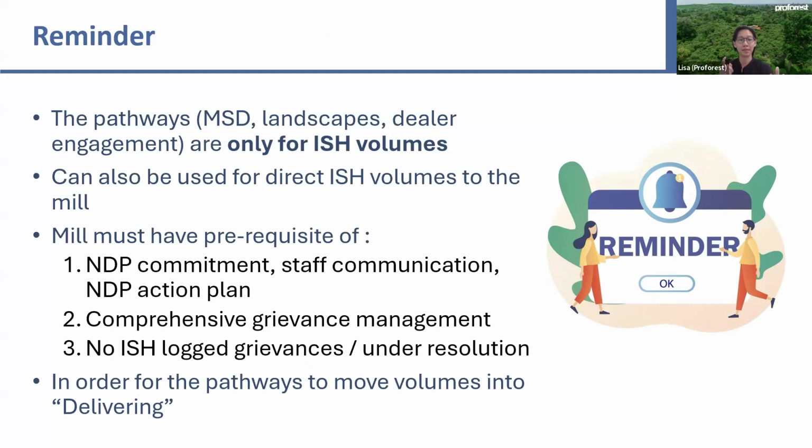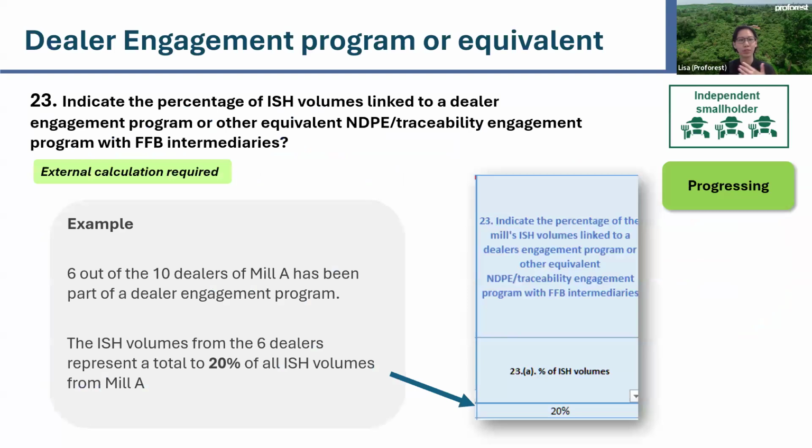And then also the mill must have a comprehensive grievance management, and also no independent smallholder log grievances, or if there is, they are under resolution. So these are the prerequisites before you even answer those to move into delivery. Okay, moving on to the next slide.